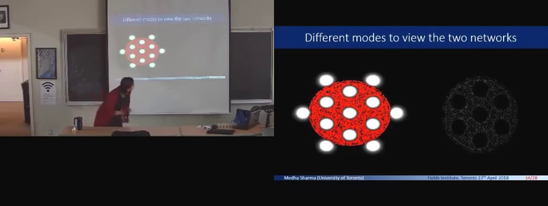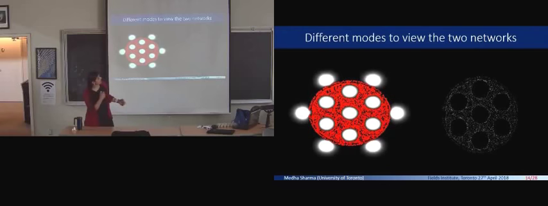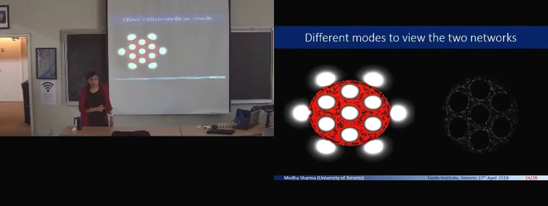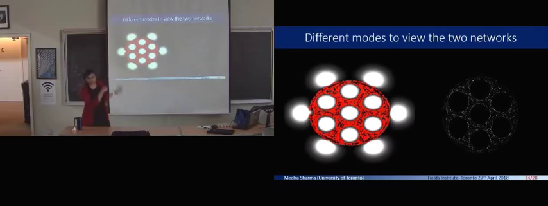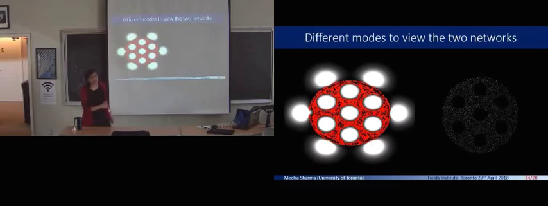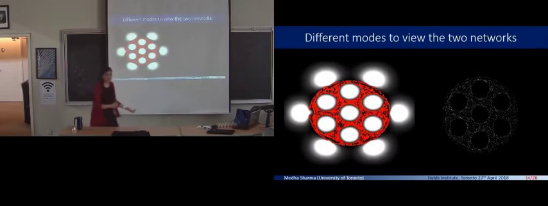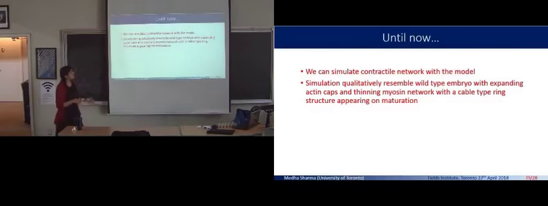I don't know how well you can see that, but what we see is that with evolution, the clusters start to form, and these clusters show circles forming, just like we saw in the embryo in the time-lapse images, where initially they were random and then eventually they become sharper. So we can see that, which is good. Until now, we can simulate the contractile network of the model, and we can also simulate the expanding caps, the contracting myosin, and the formation of the sharp curvature that we were interested in. But this is all qualitative.